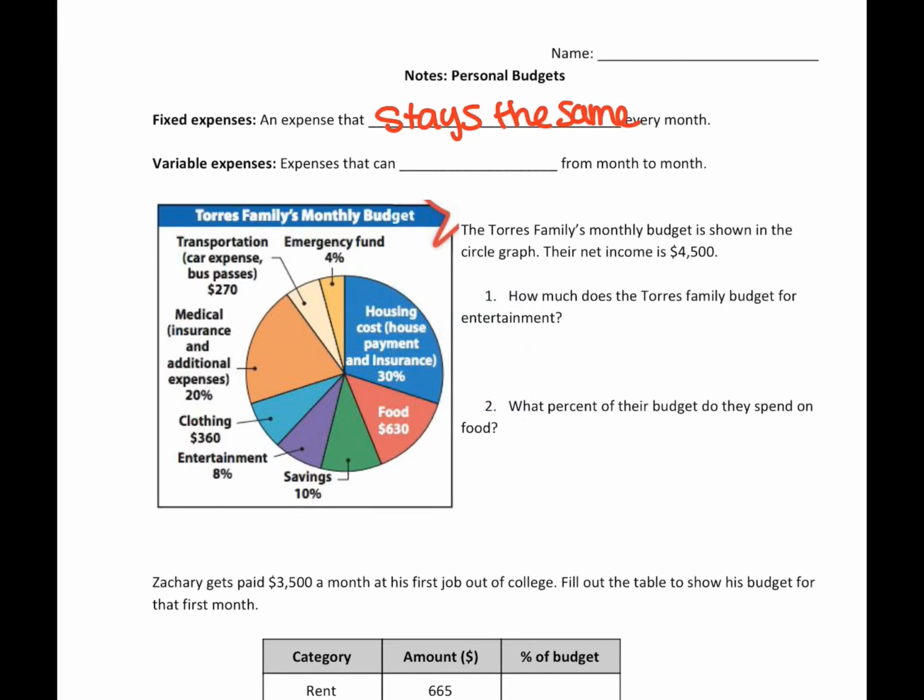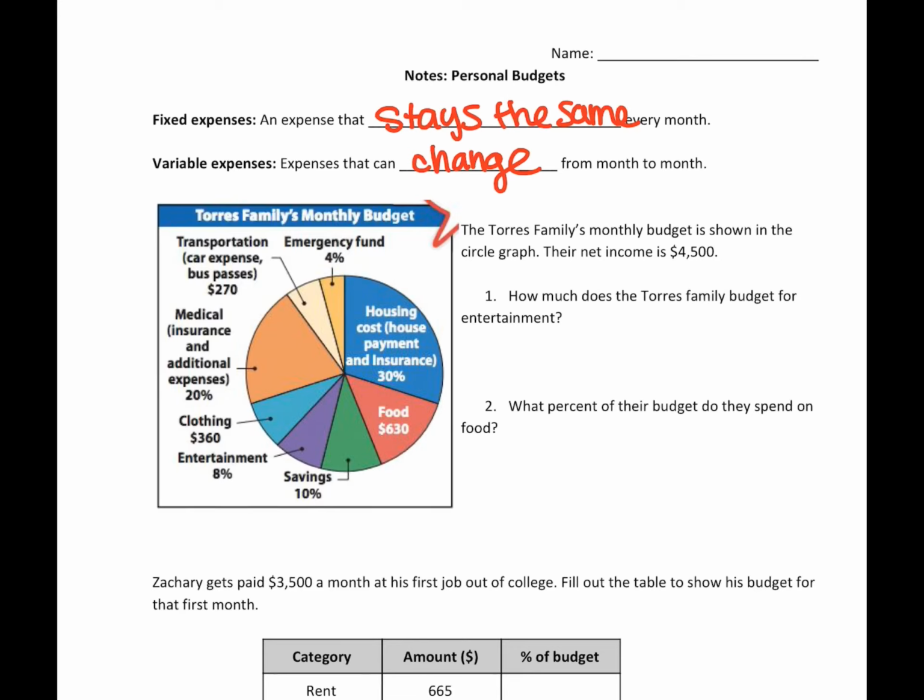The second vocabulary term is called variable expenses. A variable expense can change from month to month. So a fixed expense is where an expense stays the same, versus variable expenses are expenses that can change from month to month. So based off of these two terms, let's answer a few questions.